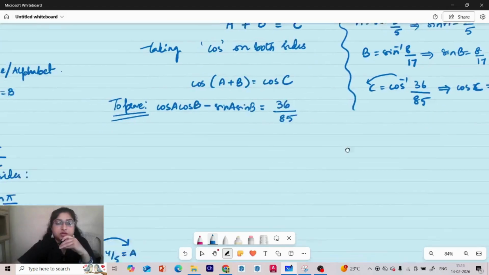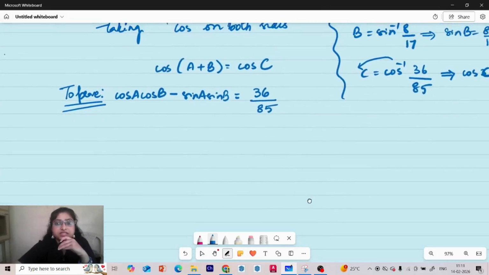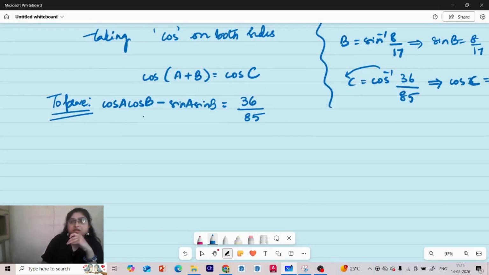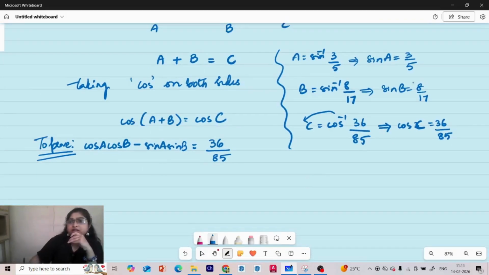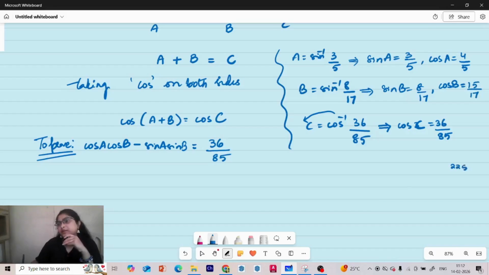Alright, so now let's look at LHS. We have cos A cos B. Now you know sin A, from which you can write cos A. Sin A is 3/5, so cos A is 4/5. Sin B is 8/17, so what should cos B be? 225, I think. It should be 15/17. Just to check, 225 plus 64 gives us 289. Root 289 is 17, so 8, 15 and 17 are the Pythagorean triplet.